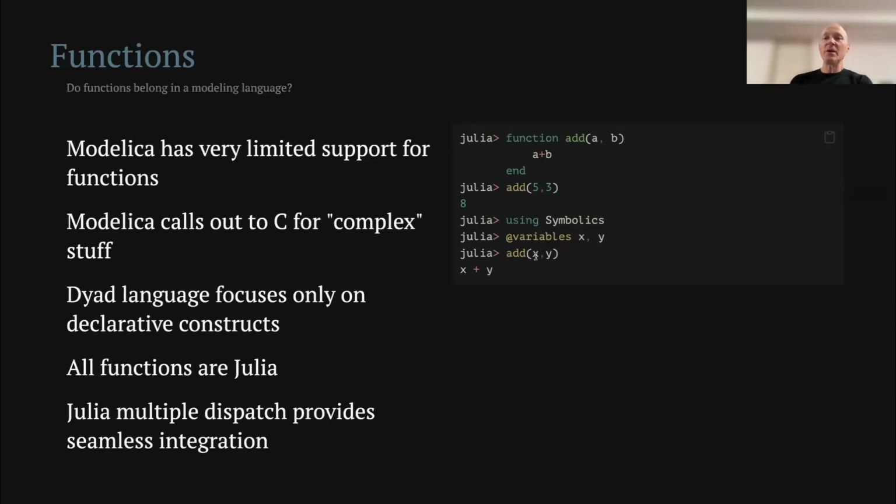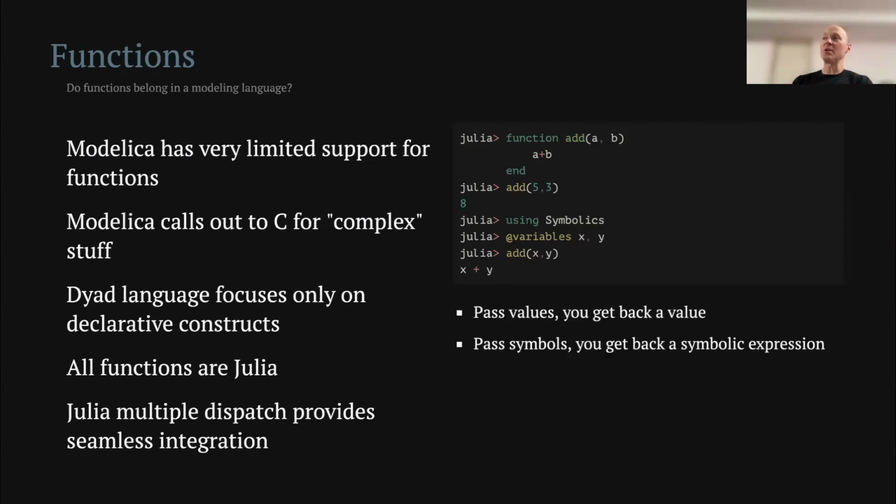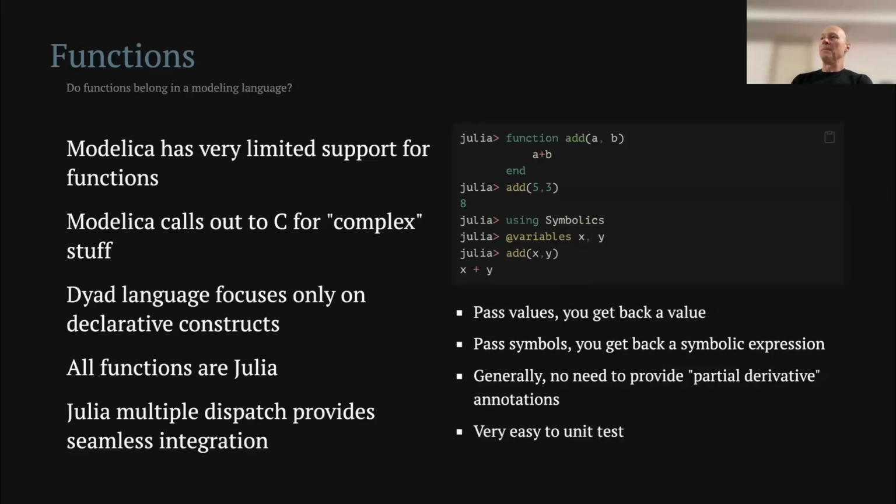So this is quite different than, say, trying to call a C function, because you can't get this. If somebody writes a function in C, we can't trace through with symbols and understand what that function is actually doing, but we can do this in Julia. So the idea here is if you pass in values, you get a value back. If you pass in symbols, you get a symbolic expression back. And generally, there are caveats here, but generally, there isn't a need to be able to specify derivatives, for example, because we can compute them just by looking at the expression.